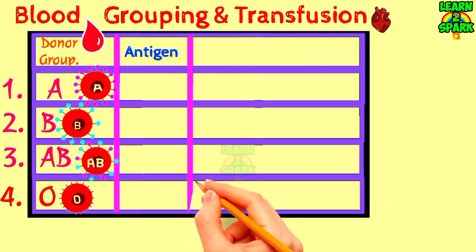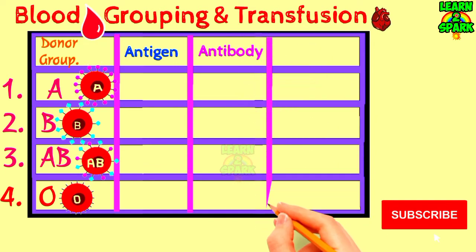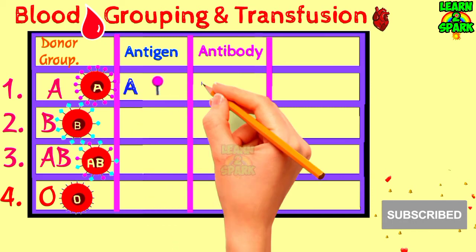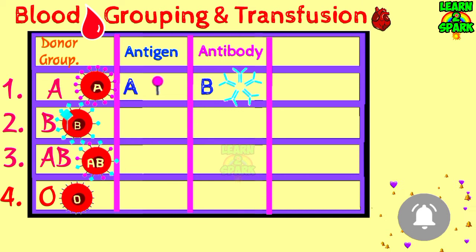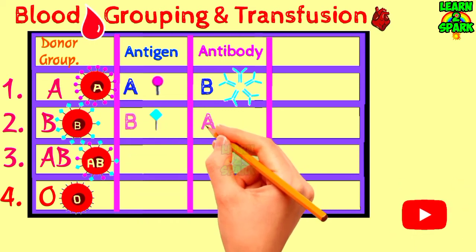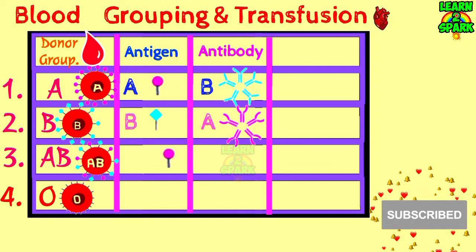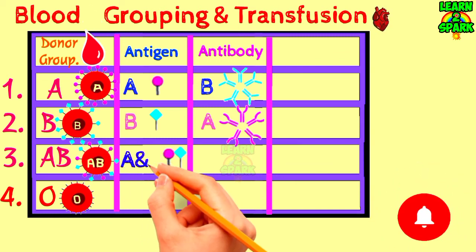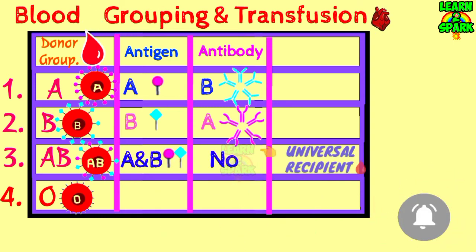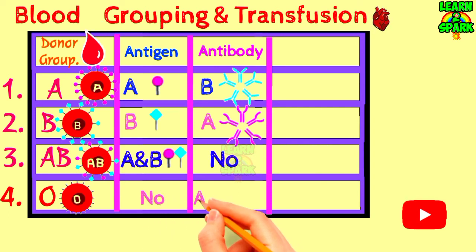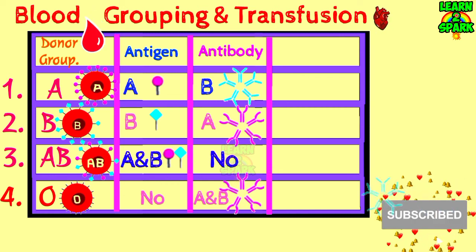Let's discuss each blood group in detail with their compatible antigen and antibody. Blood group A contains antigen A and antibody B. Blood group B contains antigen B and antibody A. Blood group AB has both antigens A and B but no antibody. For that reason, AB is the universal recipient. Blood group O has no antigen but both the antibodies A and B.